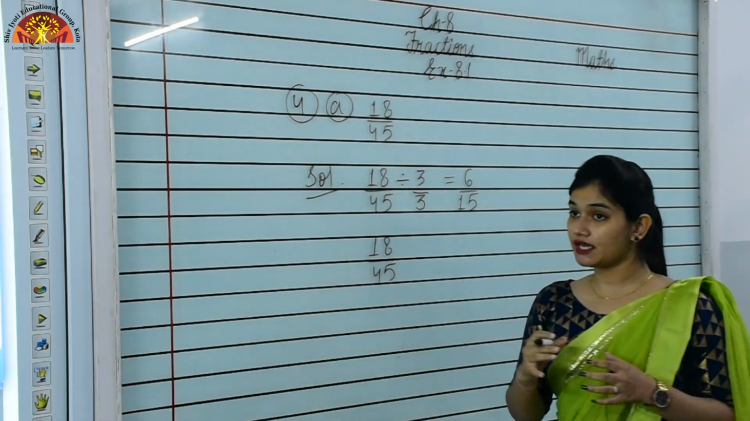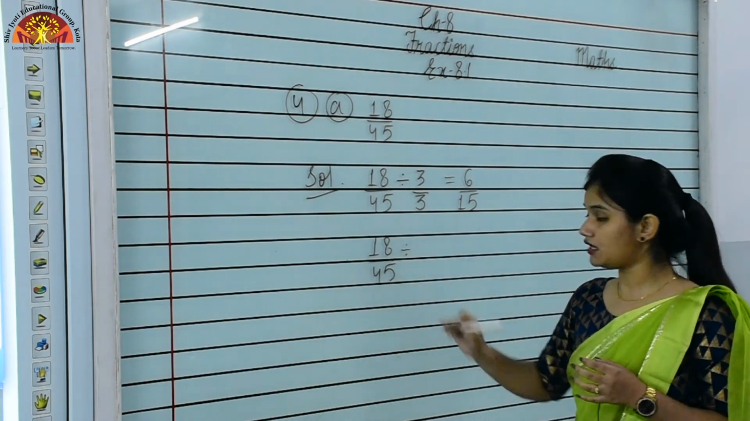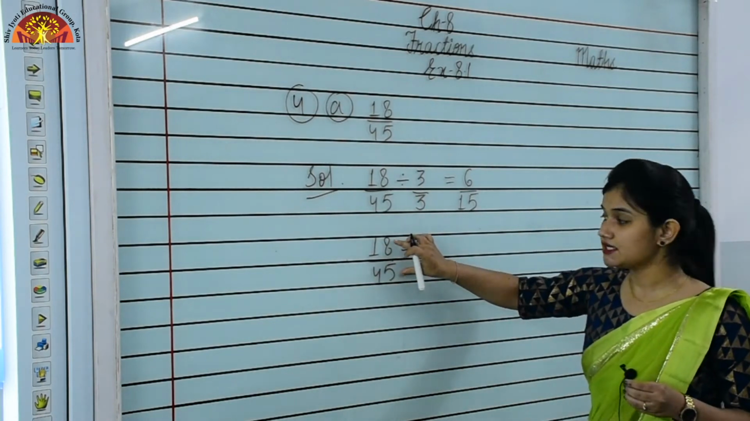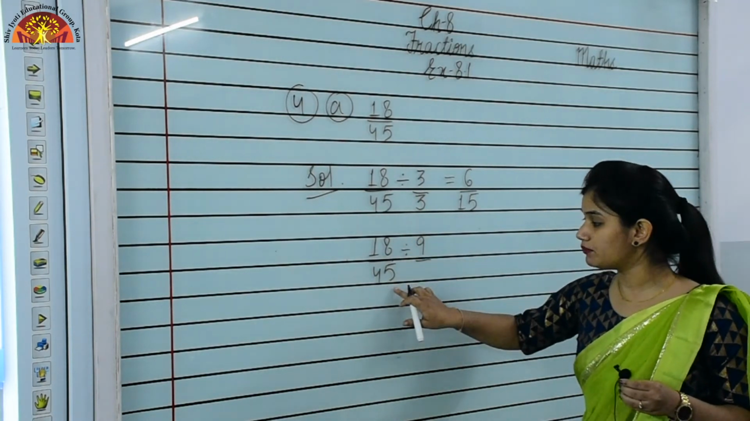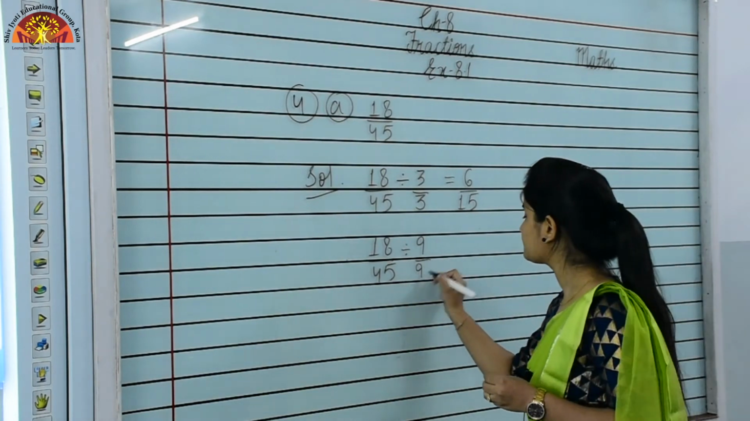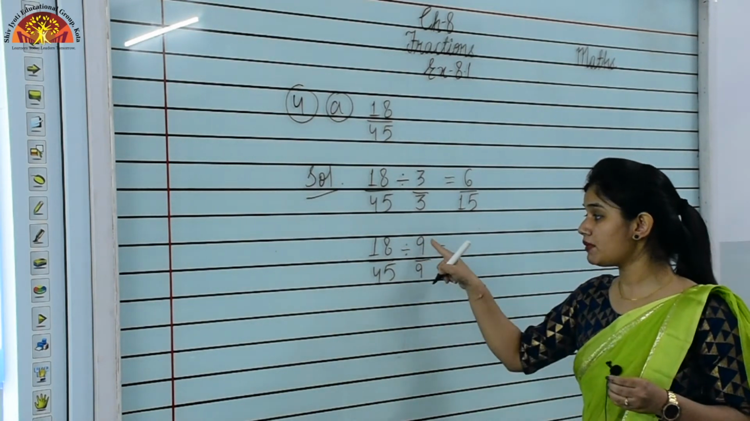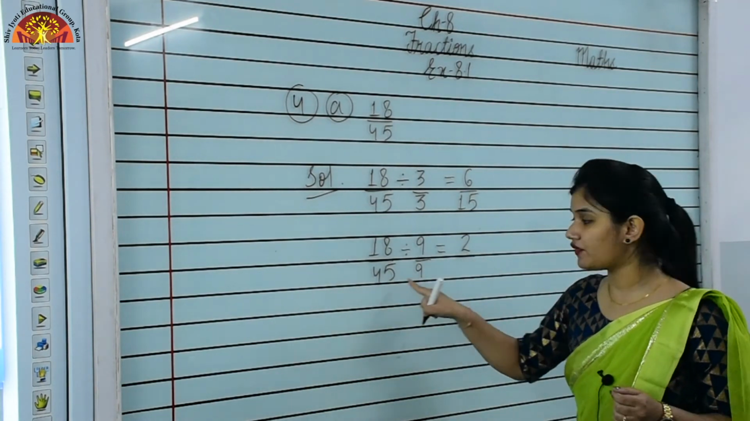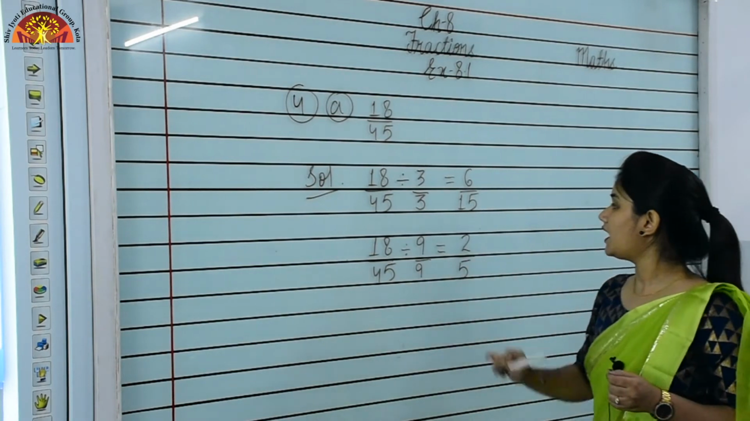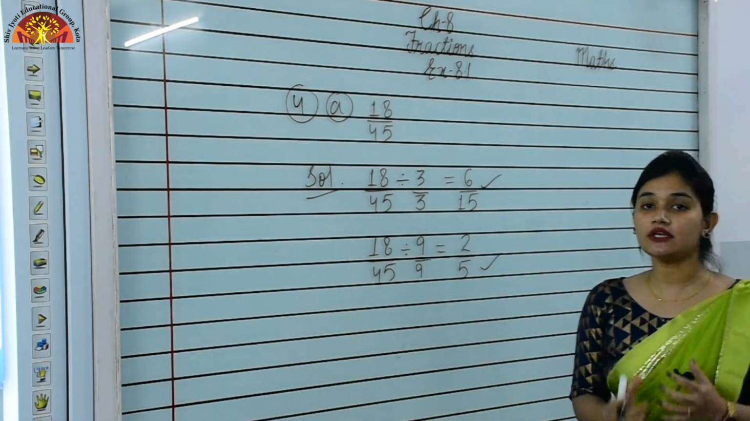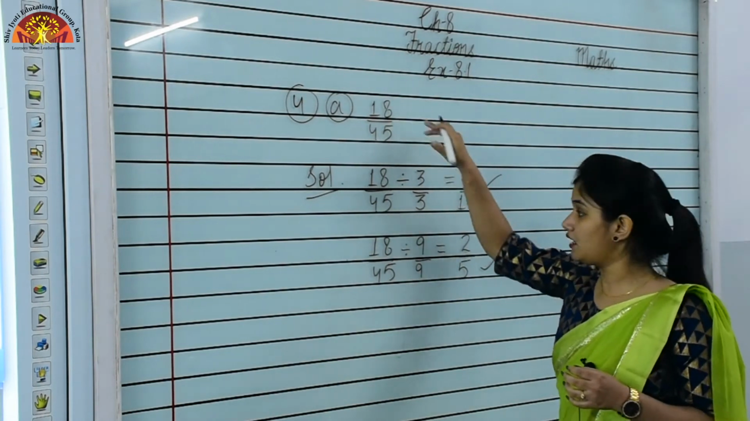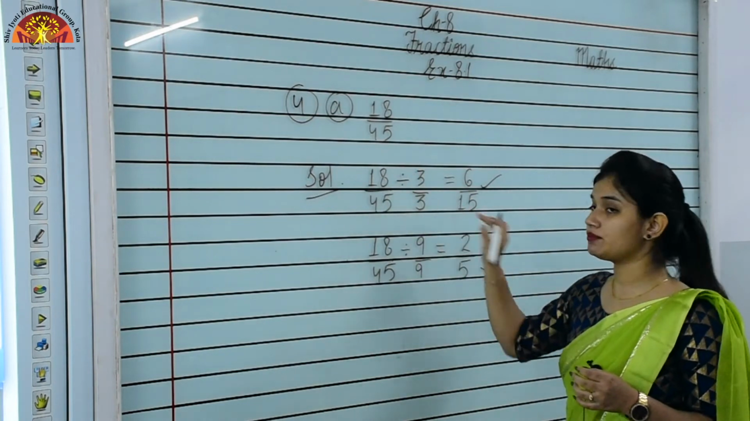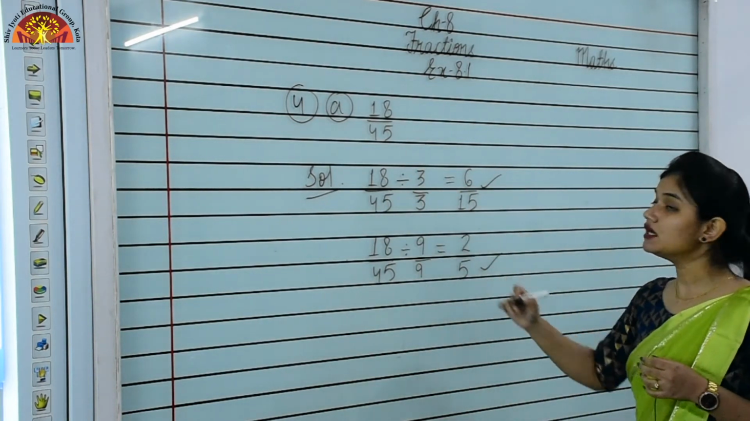So now 18 upon 45. Now students, again I have to take a number. Now this time I am taking 9. Because both of the numbers 18 and 45 are divisible by 9. So if we will divide 18 by 9, we will get 2, right? And when we will divide 45 by 9, we will get 5. And these are two equivalent fractions of this fraction. And how can we find these fractions? If we divide this fraction by same numbers, then we can find the equivalent fraction.